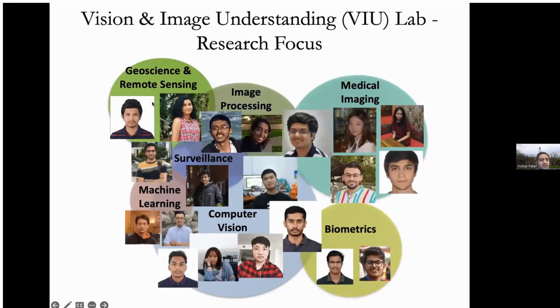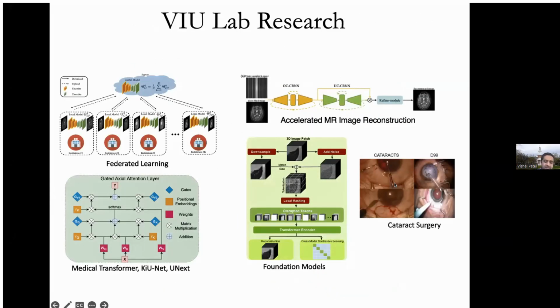So I'm the PI of the Vision and Image Understanding Lab, and we have a pretty large group with almost 21 PhD students. We work in a number of different areas, mainly in computer vision and machine learning. Some of the application areas that we focus on are medical imaging as well as biometrics and remote sensing. Regarding medical imaging applications, we've been working on a number of different topics.